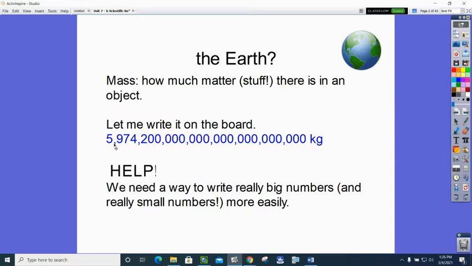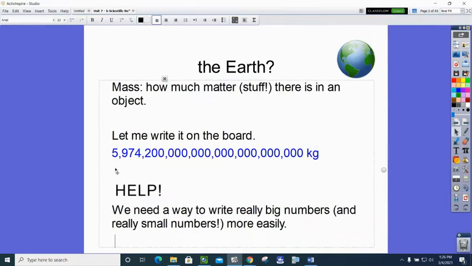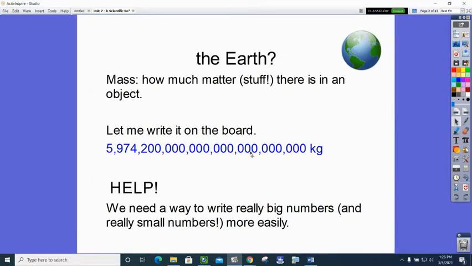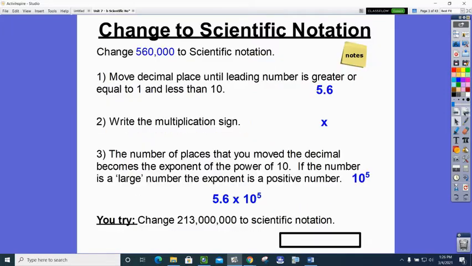Obviously, our concern is a big one. Can you imagine trying to read that number, or work with that number? It's just an absurdly large number. So what we need is a way to write really big numbers, and by the way, really small numbers, more easily. And that's what scientific notation is.